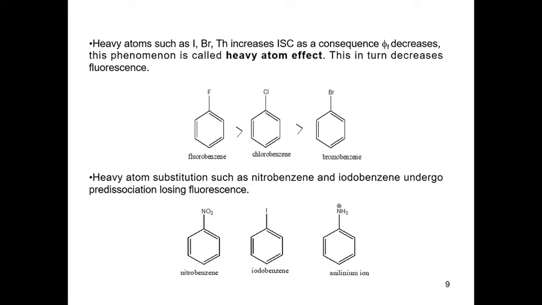Now in case of substitution such as nitrobenzene or iodobenzene, they might undergo a pre-dissociation. That means the nitro group can be cleaved off, the iodo group can be cleaved off. In this way, once they get cleaved off, there may not be a fluorescence system. Now if there is no fluorescence system, that means there may not be any fluorescing activity that we can observe.